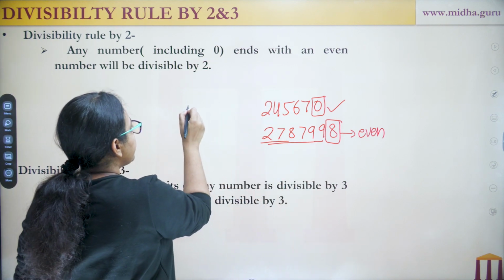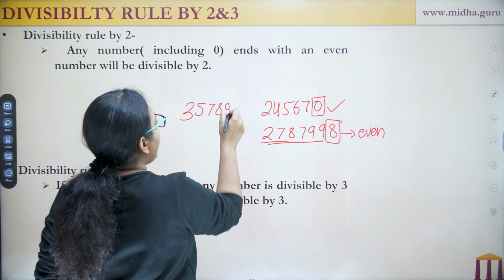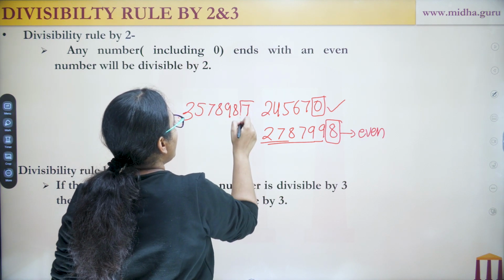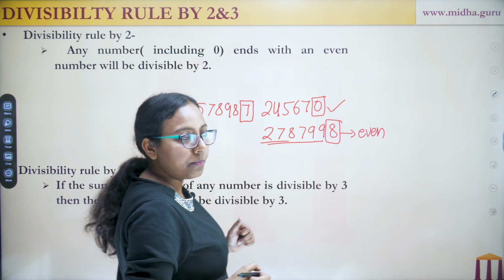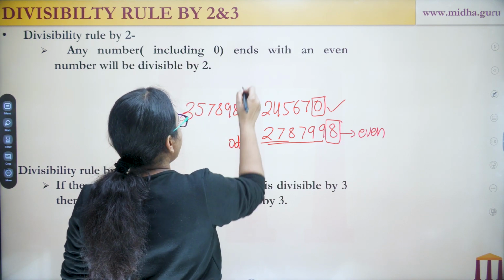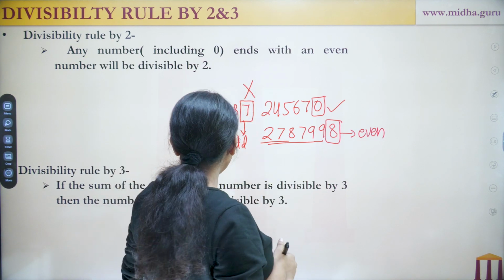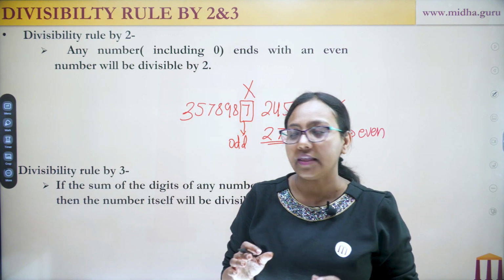Let's take one more example. 3, 5, 7, 8, 9, 8, 7. What about the last digit here? Obviously, it's an odd number. So that means the whole number is not divisible by 2. Got it? Now let's start the divisibility rule by 3.